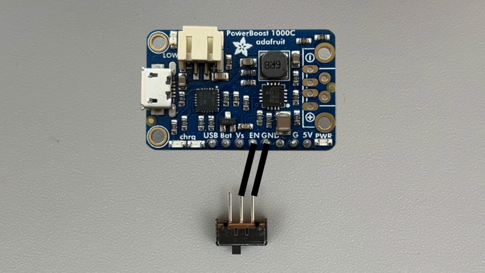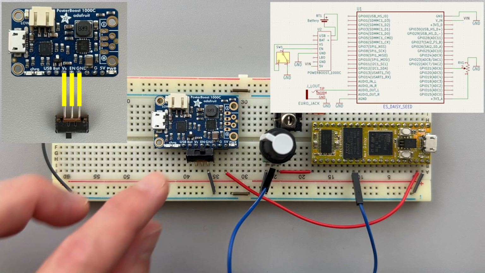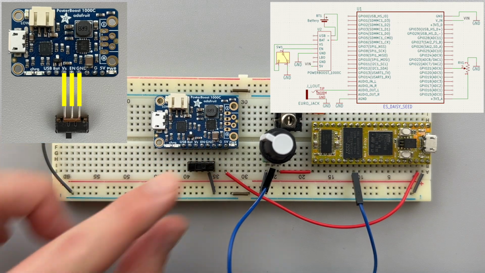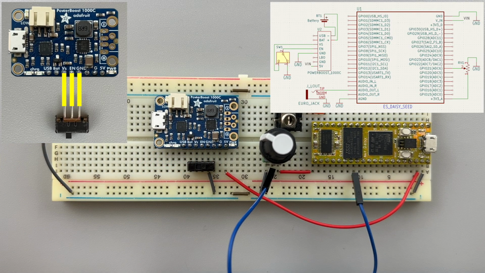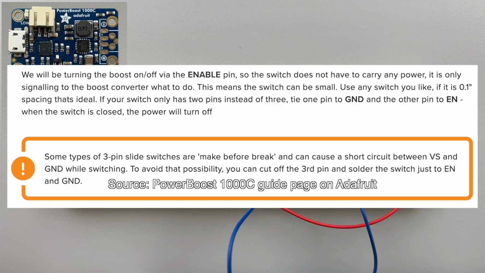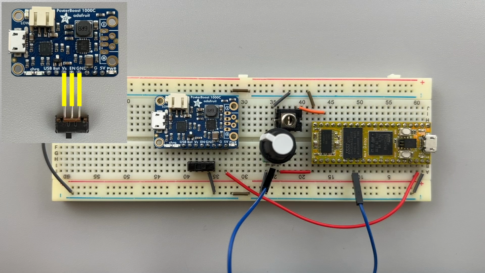We can achieve this with a small switch like this one from Adafruit. This switch is symmetric, so we're good to go as long as its legs are connected like this. If you're using a different switch, please read the text shown on screen. If we were to create an inline power switch, then we would have needed a bigger switch that could handle up to 2 amps of current. So this enable pin makes things much easier.